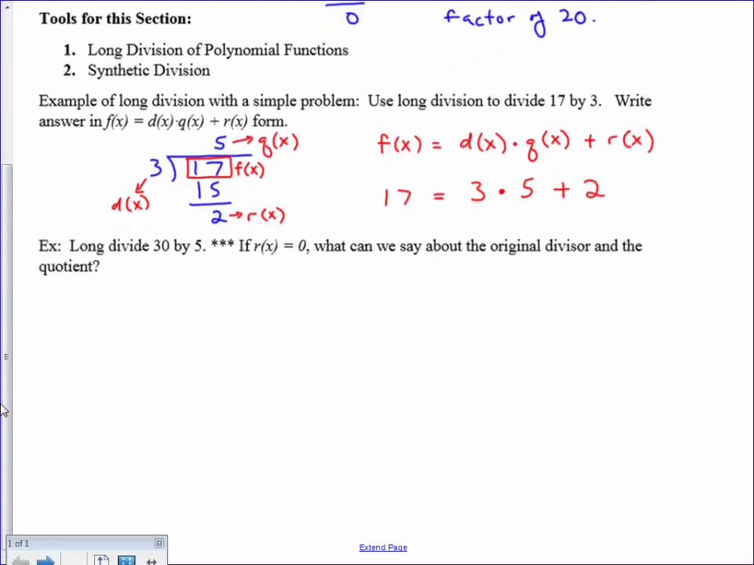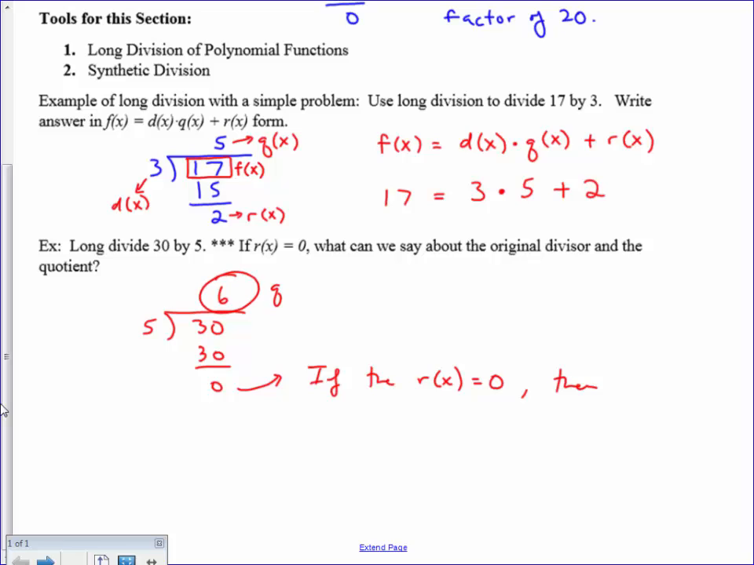As another example, it's asking me here to long divide 30 by 5. So if I do that, I know 5 goes into 30 6 times. 6 times 5 is 30. The remainder is 0. What happens when we have a remainder of 0? If the remainder is 0, I'm just going to abbreviate that r of x is 0, then whatever value I got on the top, the quotient, is a factor of the original number, 30.